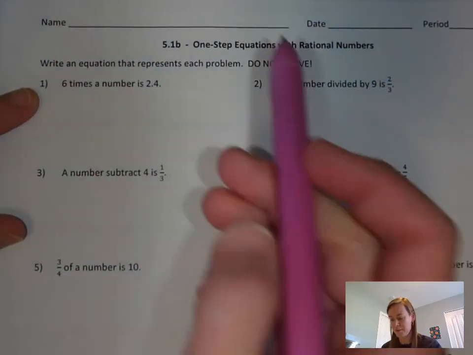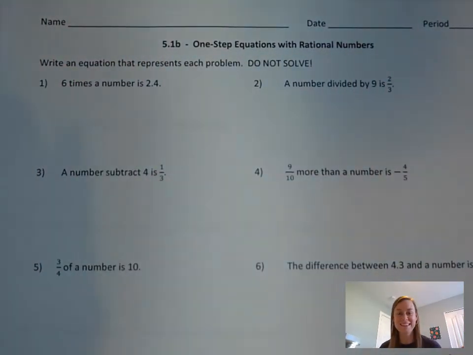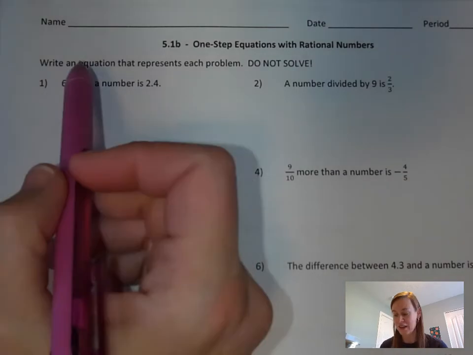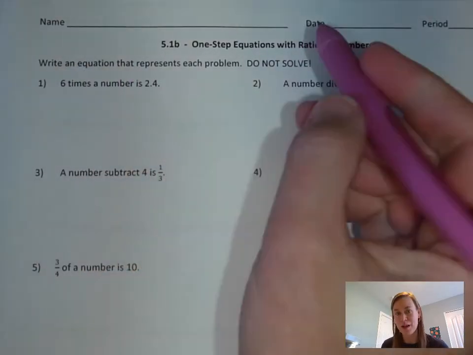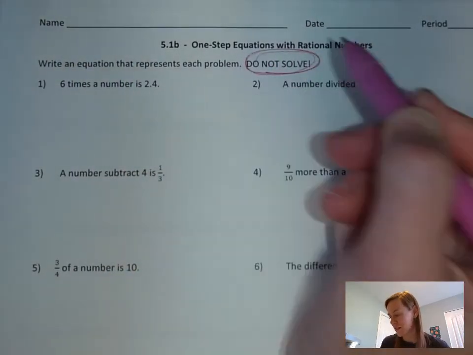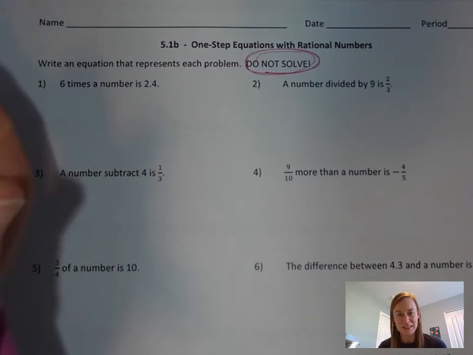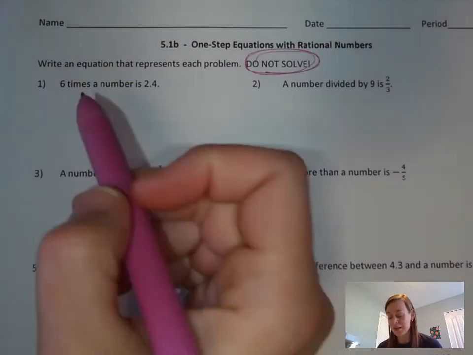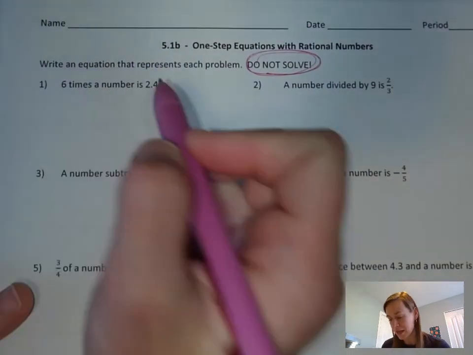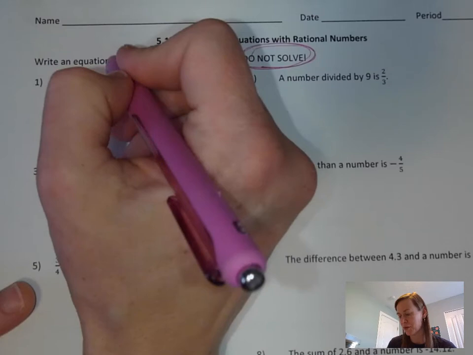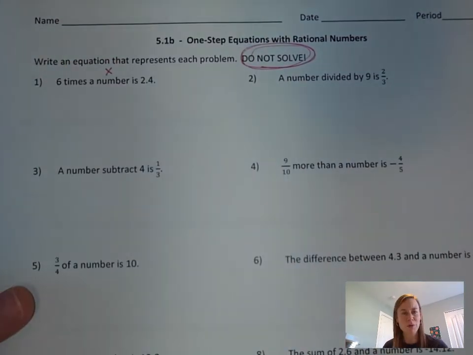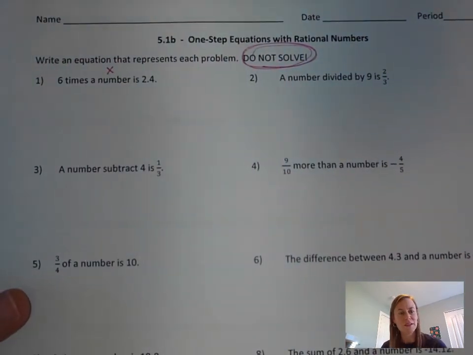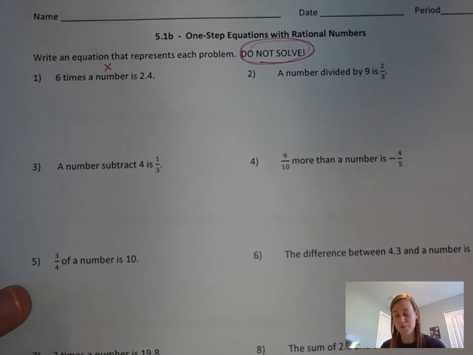So number 1, it says, okay, this is the great part. Read your instructions really carefully. It says, write an equation that represents each problem. Do not solve. So guys, you don't have to solve these. Yay! The important thing we want to see is that equation. So let's look at number 1. 6 times a number is 2.4. I'm going to represent that number with x. You can represent it with whatever letter you want. So 6 times the number.